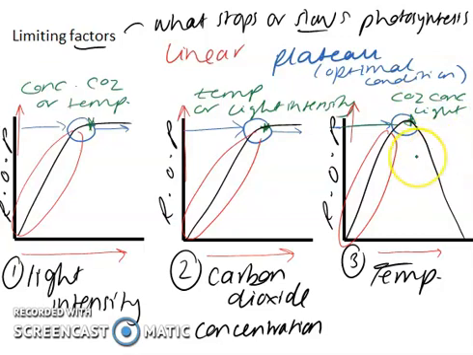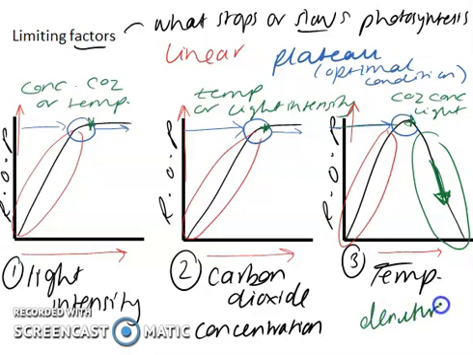Now, what I do want to mention about the temperature graph, you can see it's going down. The rate of photosynthesis is actually decreasing when we increase the temperature further than this optimal point. And the reason for that is because the enzymes have denatured, and this basically just means they've stopped working. The active sites have been distorted and they no longer work.